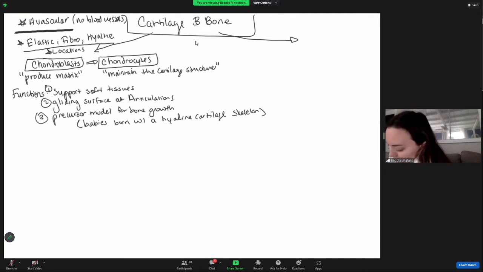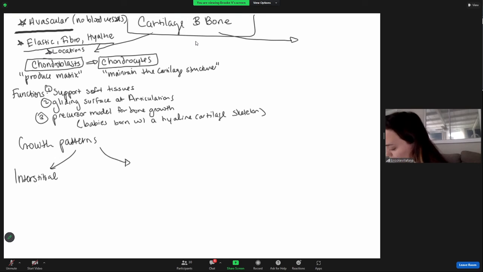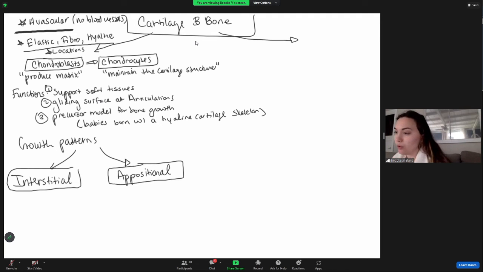Now for growth patterns in cartilage, we're going to talk about 2 growth patterns. We're going to talk about our interstitial growth and then our appositional growth. Appositional, can everybody read this? Sometimes I'm worried you can't read it. Interstitial. Oh, why did I have to do that? Sometimes my pencil does this thing where it suddenly goes big. I'm not really sure why. Okay, so these are our 2 types of growth.